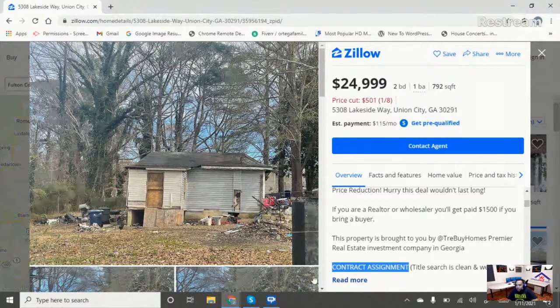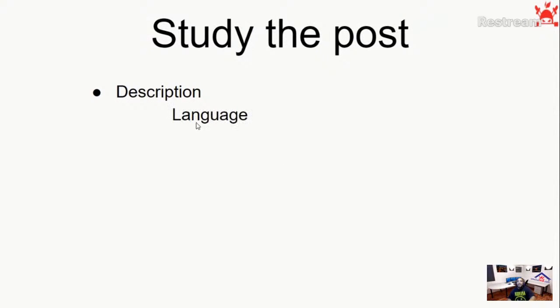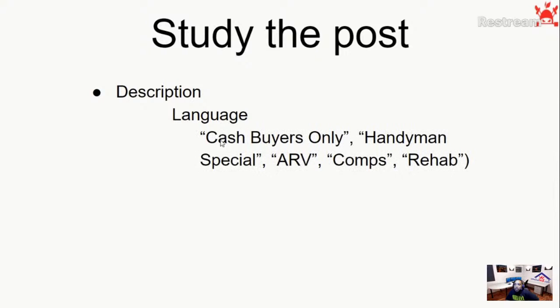So let me go to the next slide here. So the description, you're going to look at the language of the description. Any terms like cash buyer only, handyman special, ARV, comps, or rehab. These are all terms that wholesalers or realtors are going to use. So you're going to look out for that.